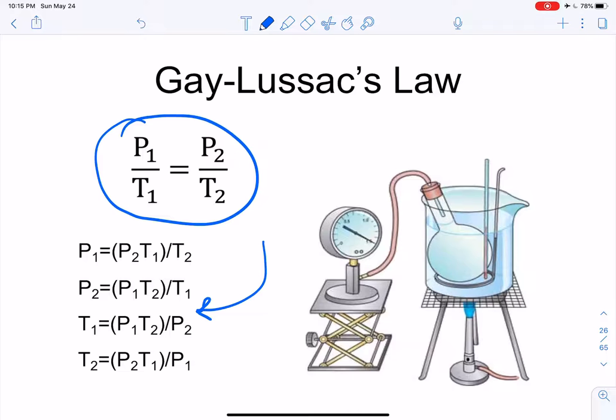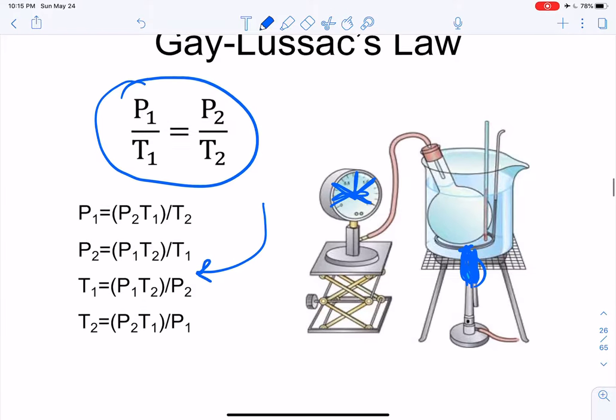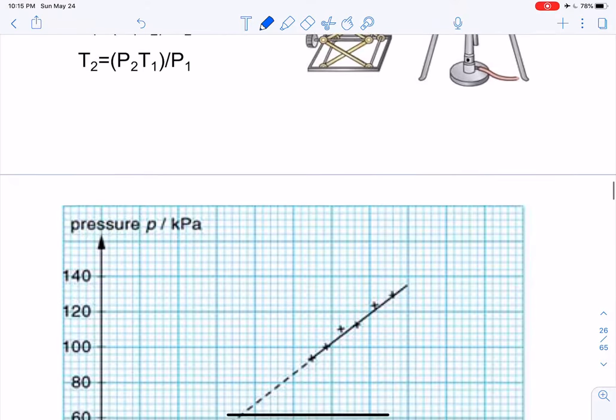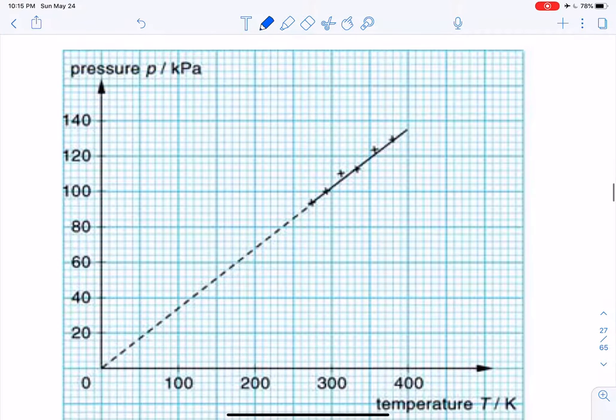So what we'll see is that as we increase the flame here, so we're increasing the temperature, the pressure will start to increase. And we can see that on the graph right here.